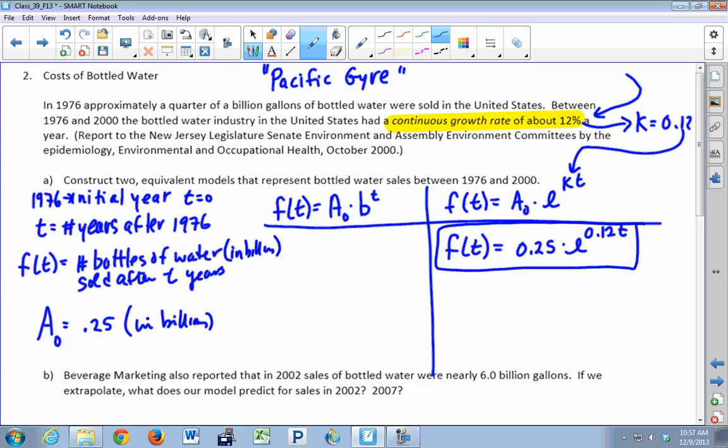If I want to use my first model, I have to convert K to B. K is the natural log of B, so K equals the natural log of B. That's the first thing we have. And B equals E to the K. Those are the two formulas we're working with. So to find B, we just take E to the K. We know what K is. K is given to us right here, 12% continuous growth rate, 0.12.